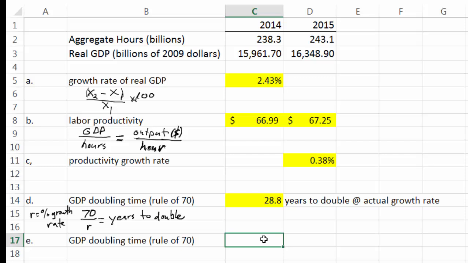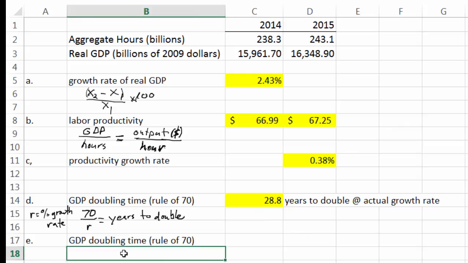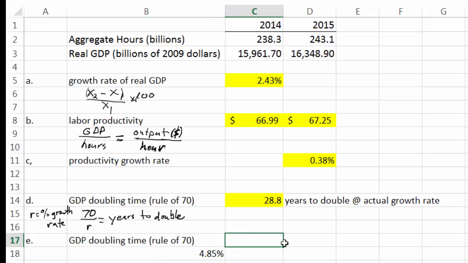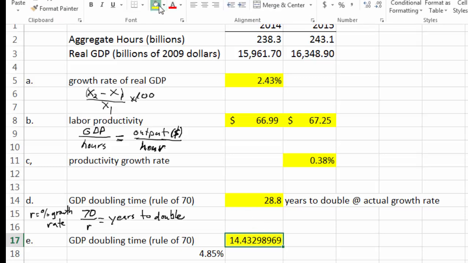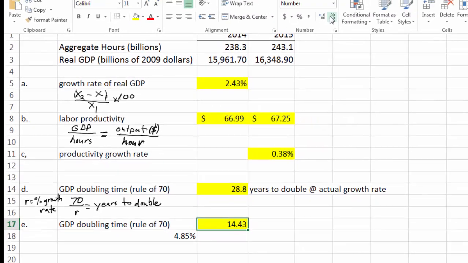Okay, the final part says, how long will it take for real GDP to double if the growth rate is twice as much as the actual growth rate we just observed here? So let's go down here and just say equals 2 times our actual growth rate. And so our new rate is 4.85%. So that's just in there for reference purposes. And again, I'll take 70 divided by 4.85. And of course, it's going to be half the number of years at our existing growth rate. We double the growth rate, we have half the number of years according to the rule of 70 formula. So I'm going to highlight that, take some decimals out.